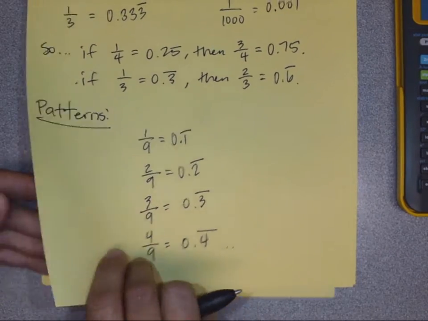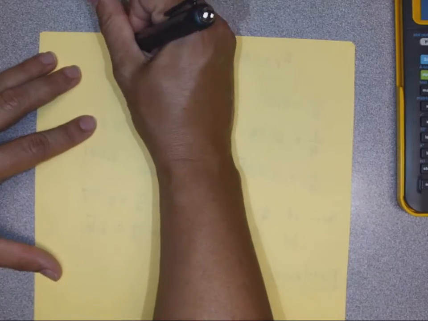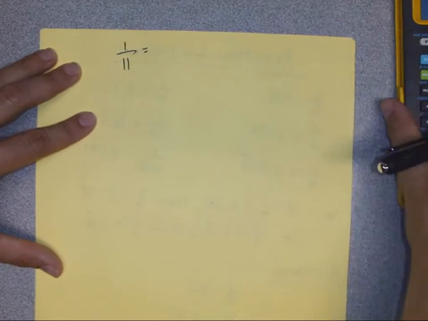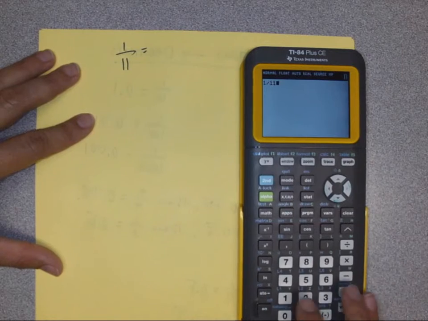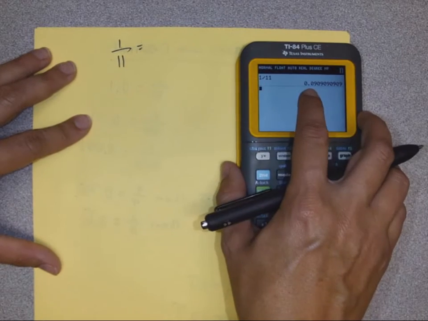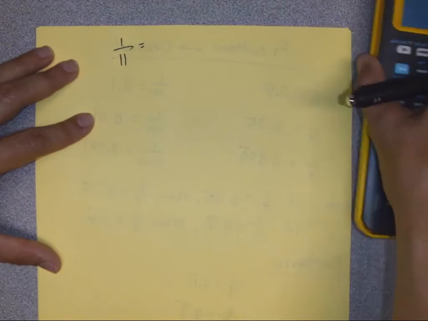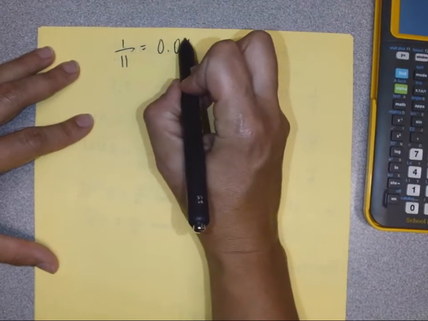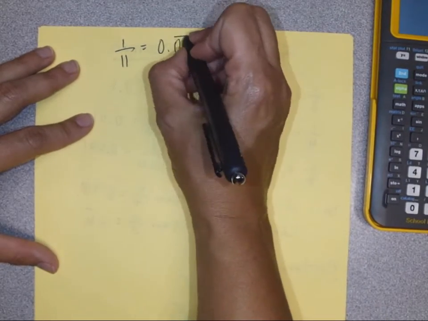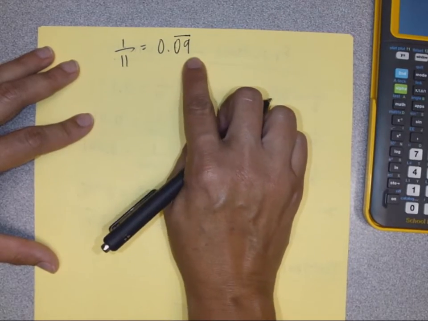Another pattern is if I had 1/11th. To find that as a decimal, I just do 1 divided by 11, and I get 0.090909. So the way we write that as a repeating decimal is 0.09 repeating. I don't put a line just over the 9, I put it over the 09 because that's the part that repeats, 0.0909.